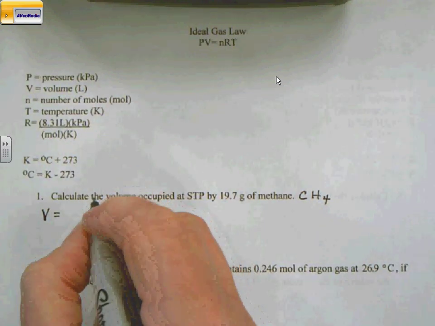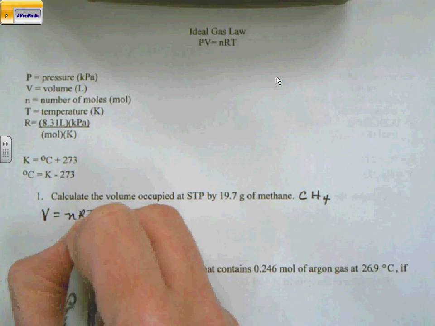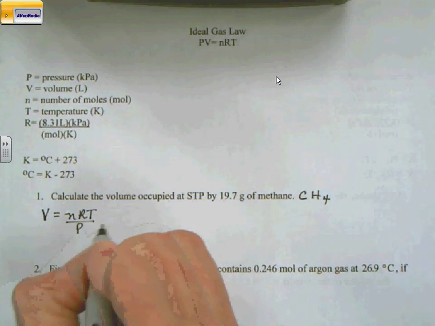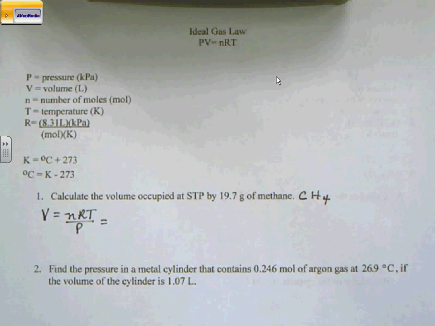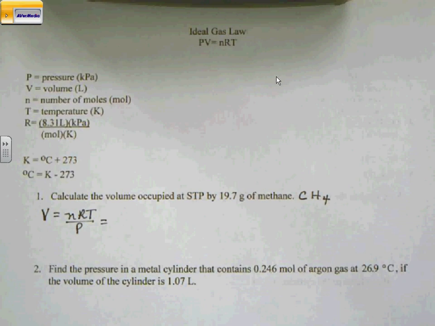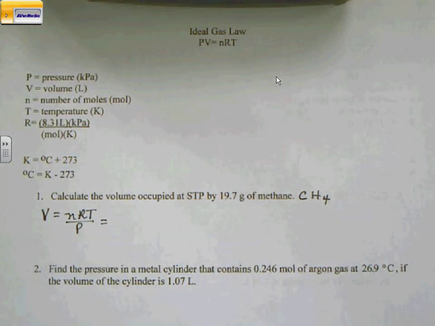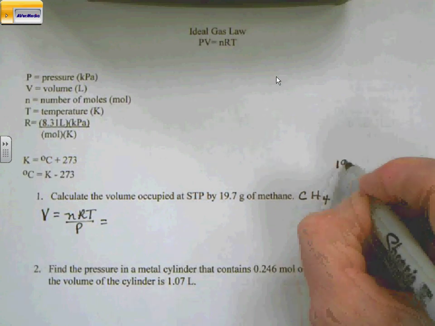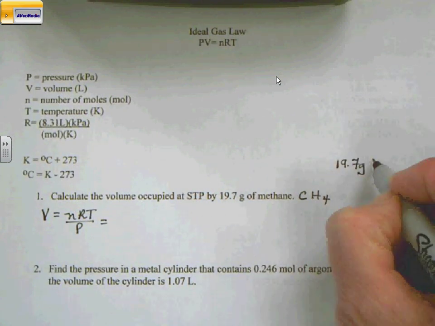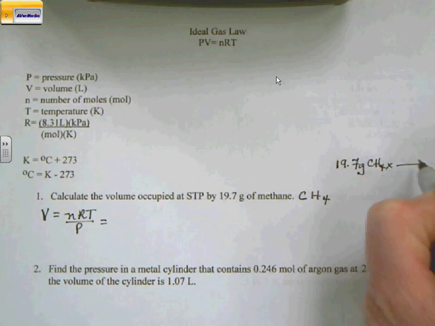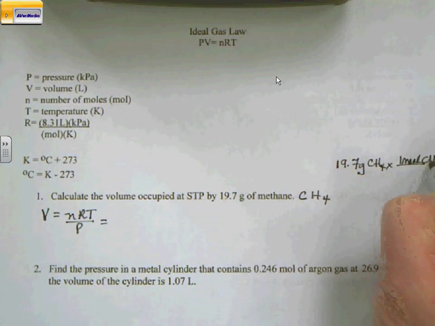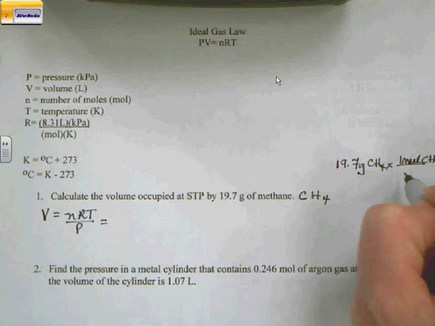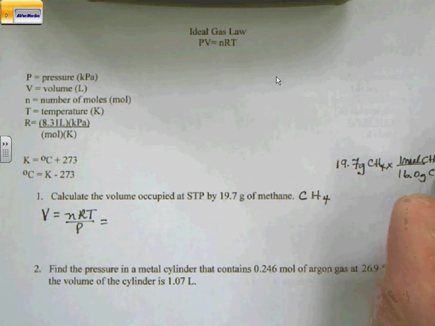Now, since grams are given to us and n equals the number of moles, we have to figure out how many moles of methane we have. And so we can just do that math over here. 19.7 grams of methane, convert to moles. 1 mole of methane is 16 grams. Therefore, we have 1.23 moles of it. So that's n. So 1.23 moles.